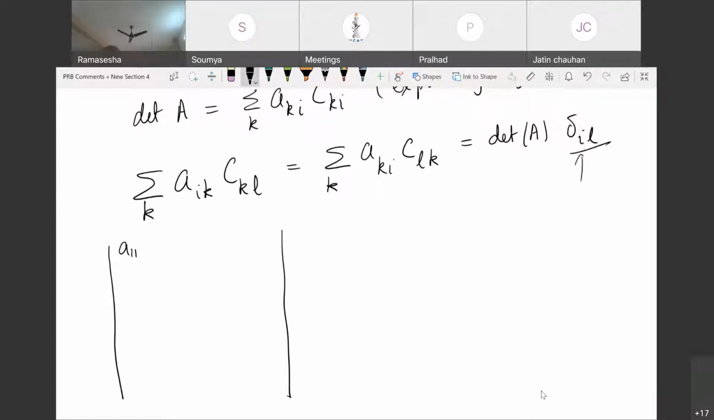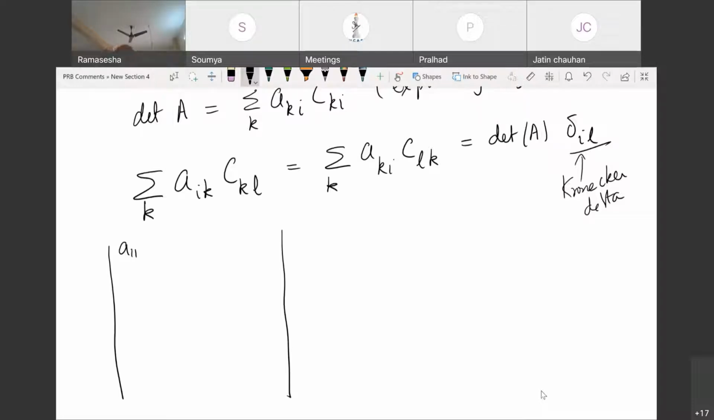You know the Kronecker delta, right? Yes, I have explained. If I is equal to L, it is 1. When I is not equal to L, it is 0.